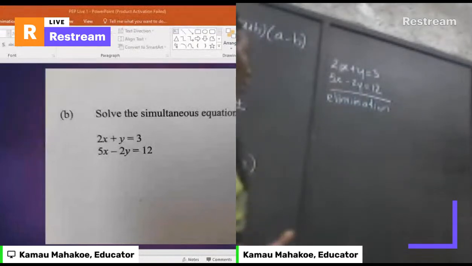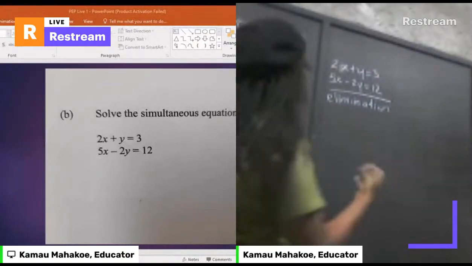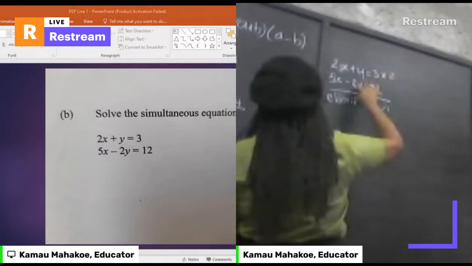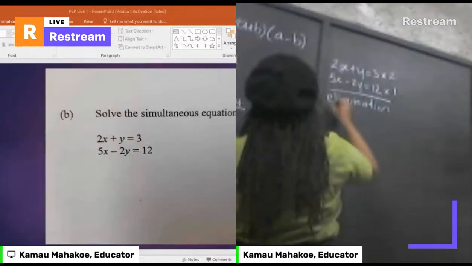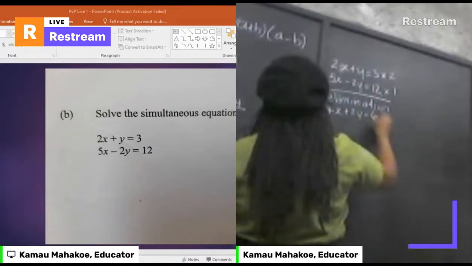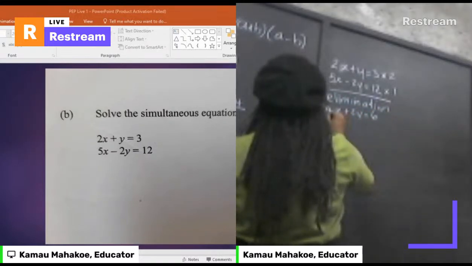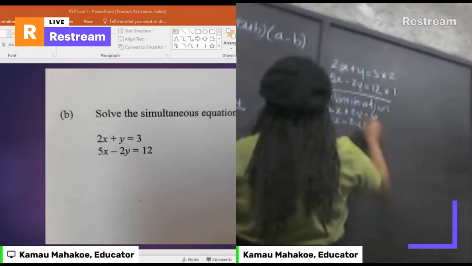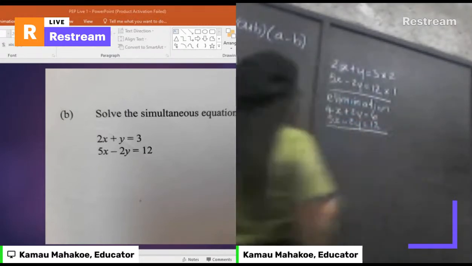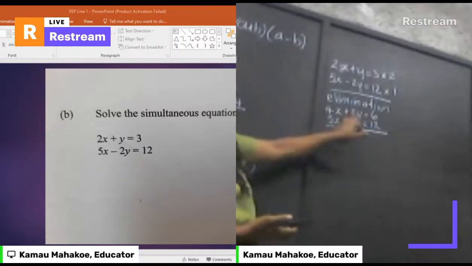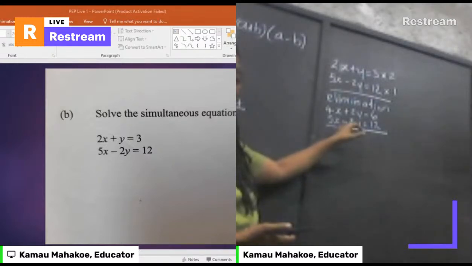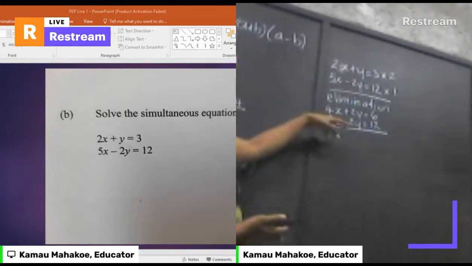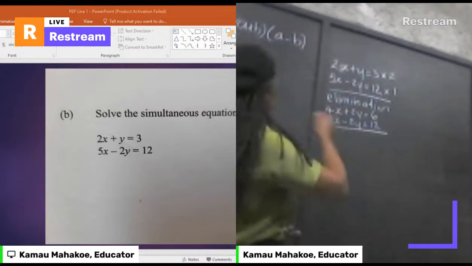The idea is to get 0 to eliminate. So choose the simpler one, which is to multiply the top equation by 2 and the bottom equation by 1. So we end up with 4x plus 2y equals 6 and 5x minus 2y equals 12. So now I have the coefficients opposite and equal. Opposite is, or the inverse of each other.